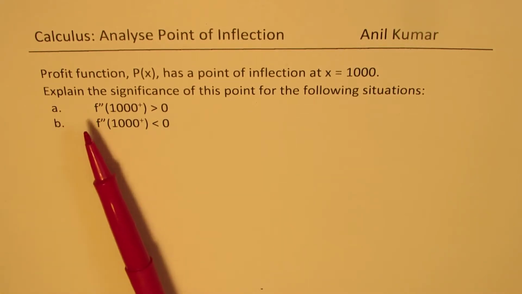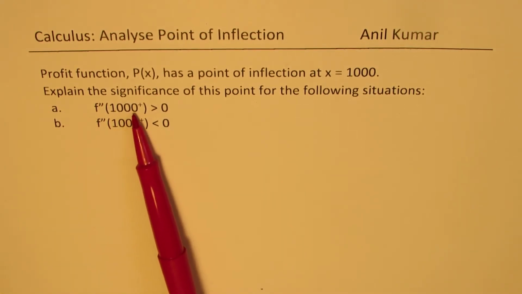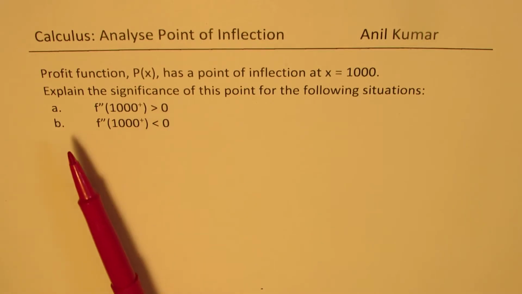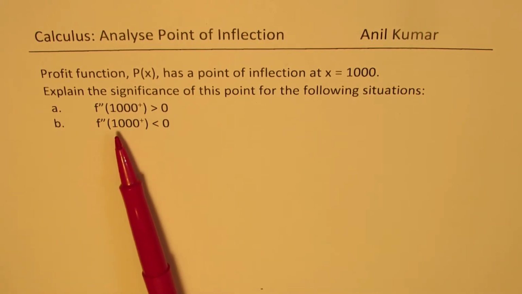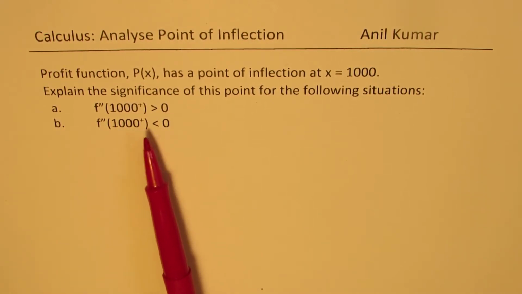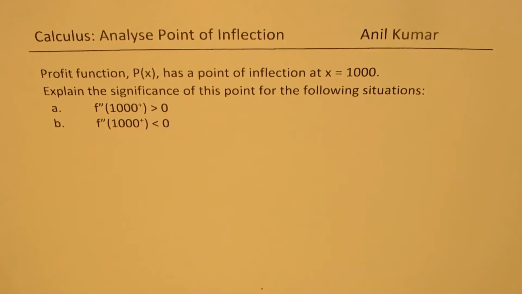A. The second derivative on the right side of 1000 is greater than 0, and B. The second derivative on the right side of 1000 is less than 0. Now these are two different situations. How will you interpret them? As far as the profit function is concerned, that is what our interest is. I would like you to pause the video, think about it, and then look into my suggestions.